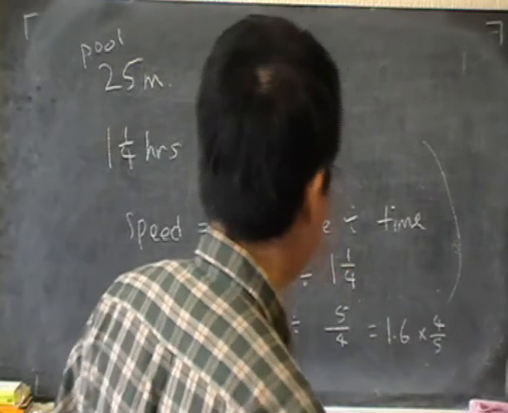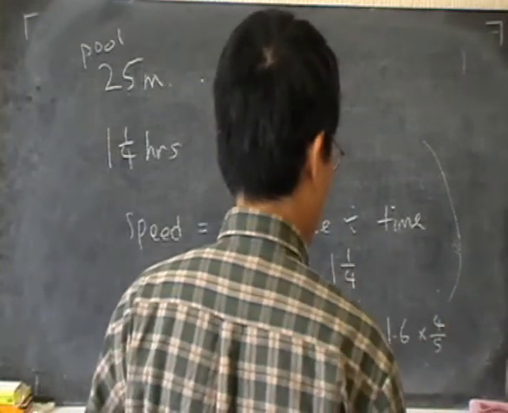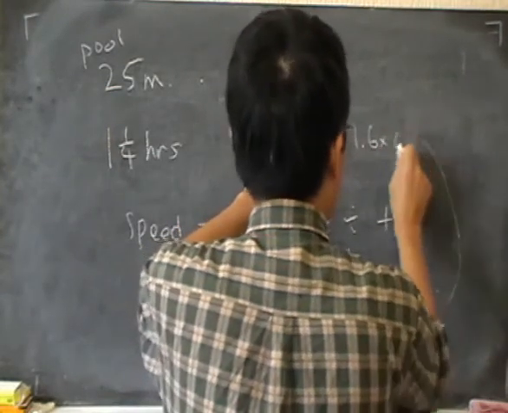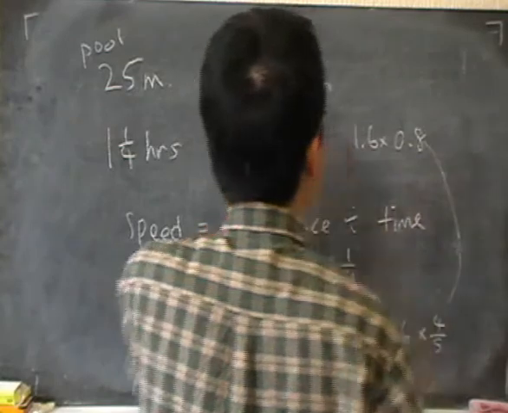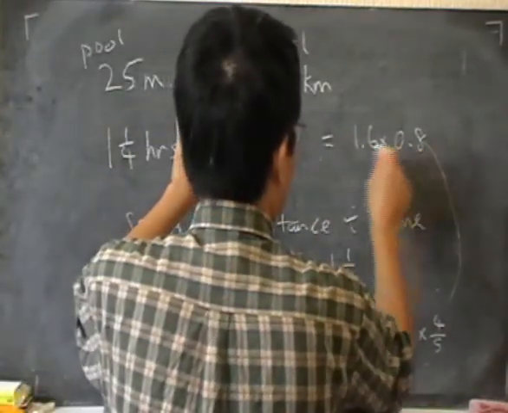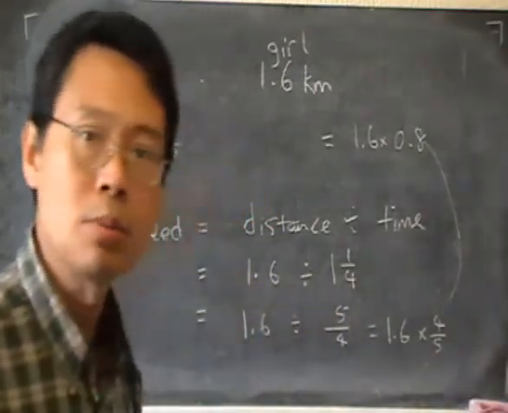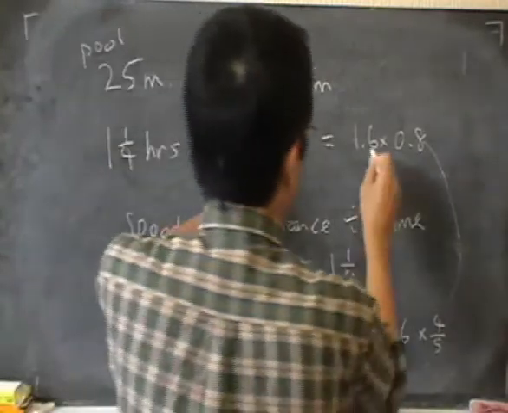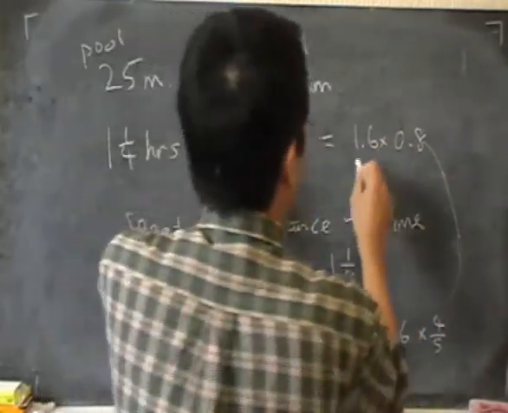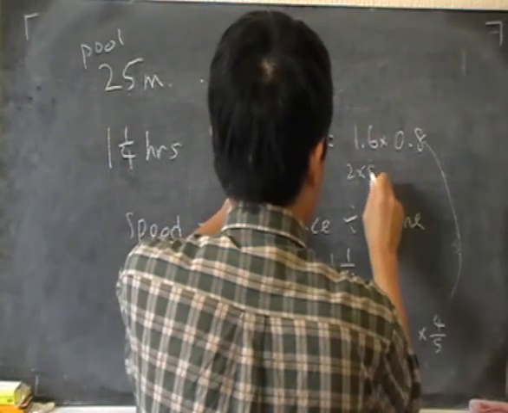Right, I can turn the fraction into a decimal, so that's 1.6 times 0.8. Okay, now 8 times 16. I can do a quick long multiplication, but I would do it this way. I would ignore the decimal places first, and the 16 here, I think about it as 2 times 8.